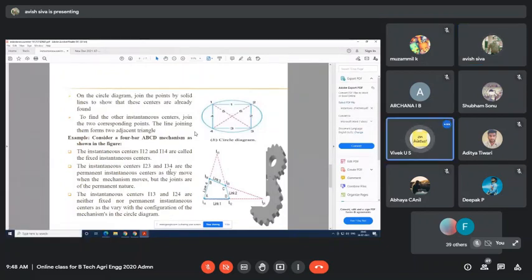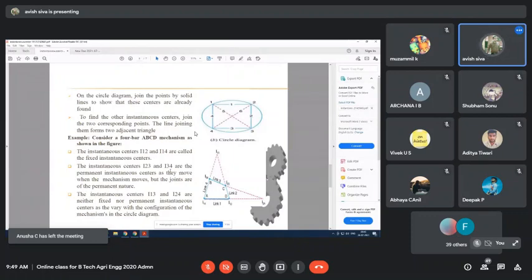Mark you. Next step, it is also very easy. You can mark the other two links. The other two links are not fixed, and they will move as the mechanism moves. So they are called permanent instantaneous centers, and they are I34 and I23. Then how to locate the neither fixed nor permanent instantaneous centers? That is a simple concept. Vivek, how will you locate the other two?